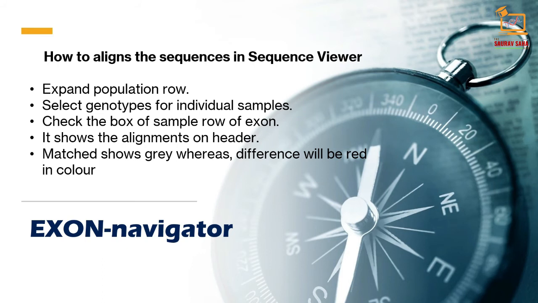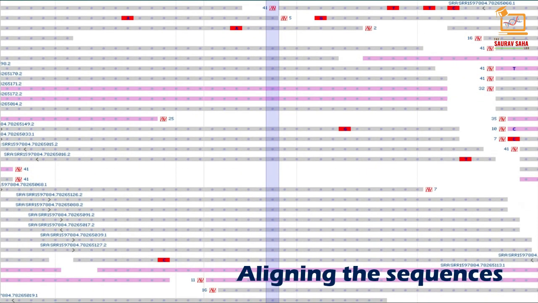Here is how to show the alignments in the sequence viewer. Expand the population row to see genotypes for individual samples. In population, click and check the box of the sample row of the exon. It will show the alignment on the header. Now let's see the aligning of the sequences. This is how the aligned sequence looks. As we know from previously, matches show gray, whereas differences will be red in color, as you can see on your screen.